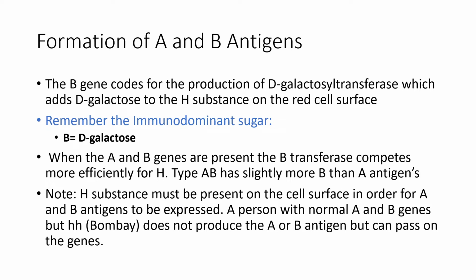The H substance must be present on the cell surface in order for A or B antigens to be expressed. A person with normal A and B genes, but who has the Bombay phenotype, will not produce the A and B antigens, but these genes will still be passed on to their children.